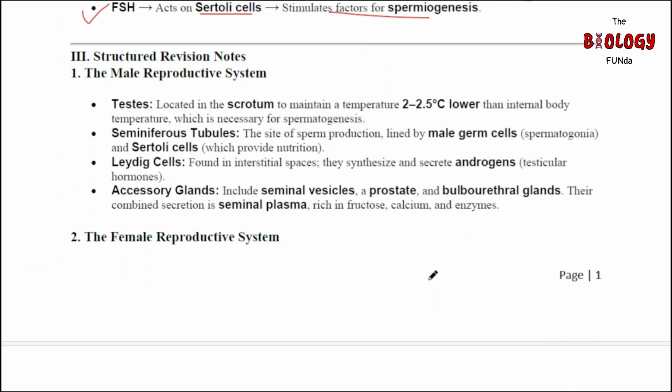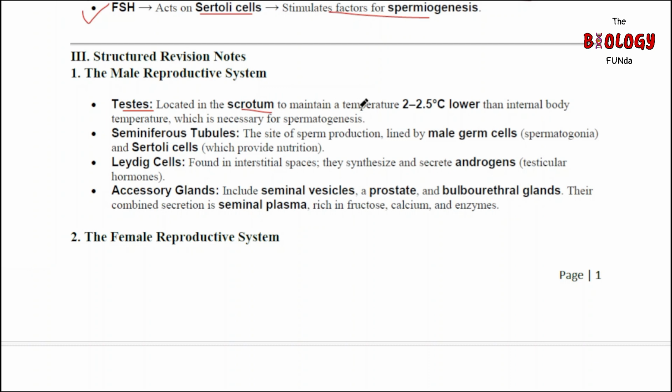Next, learn about the male reproductive system. Male reproductive system consists of male reproductive organs which are testes, and there are other accessory glands also like seminal vesicle, prostate gland, bulbourethral gland. Now testes are located in the scrotum which is outside the abdomen.